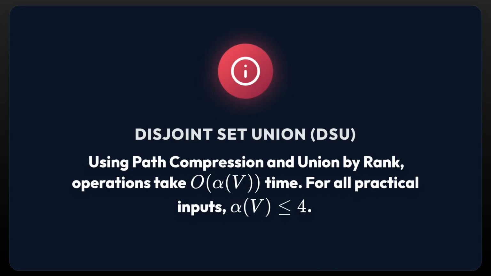The magic behind Kruskal's speed is the disjoint set union data structure. By using optimizations called path compression and union by rank, the time it takes to check if two nodes are connected becomes effectively constant. The complexity involves the inverse Ackermann function, alpha, which grows so slowly that for any graph smaller than the physical universe, the value is at most 4.